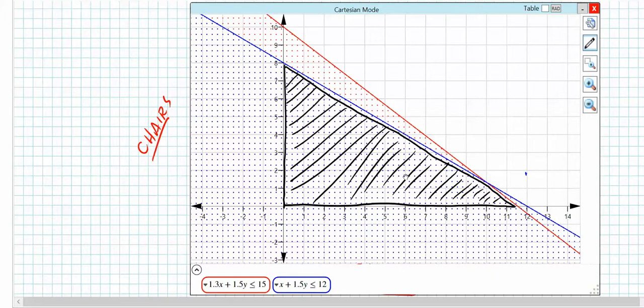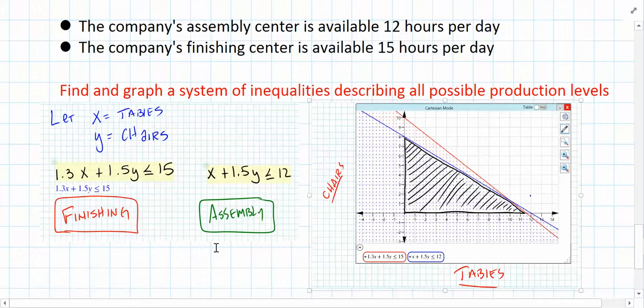Each point inside of here will tell you the appropriate numbers, if you want to produce a certain number of chairs. If we read the graph the other way, if I want to make 6 chairs, then how many tables can I make? 2, 3, right around there. No more than 3. So this tells you, depending on what you want to look at, tables versus chairs, how many you can make given these constraints. Okay, that's the goal. What's the solution region? Is it making sense to you guys?